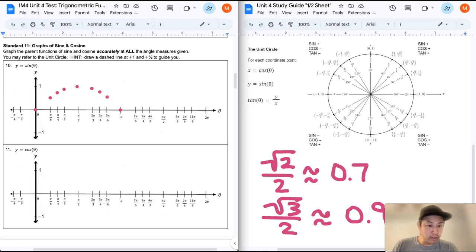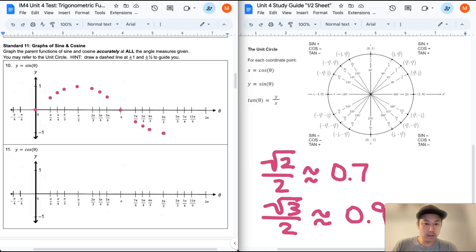So sine of 7 pi over 6 gives you negative 0.5, which is negative 1/2. We're at negative root 2 over 2. Negative root 3 over 2, which is negative 0.9. We should be pretty close to negative 1. We finally reach negative 1 at sine of 3 pi over 2.